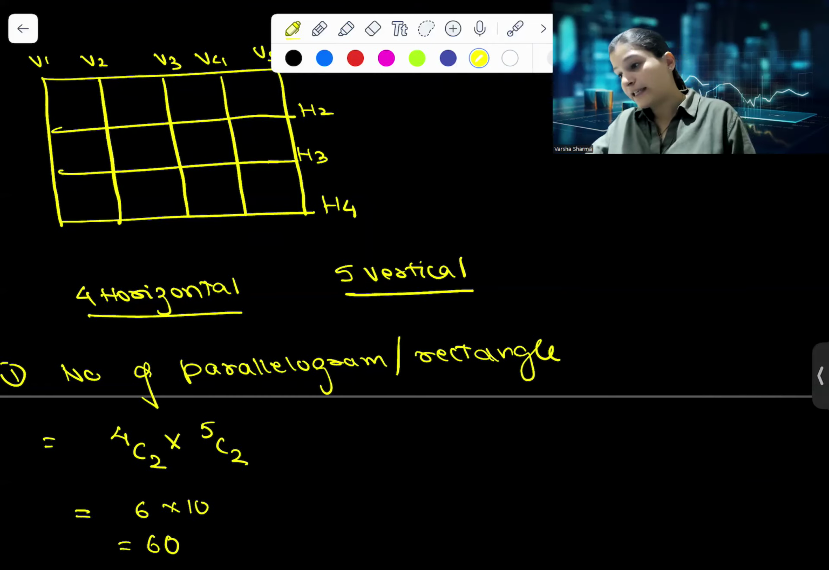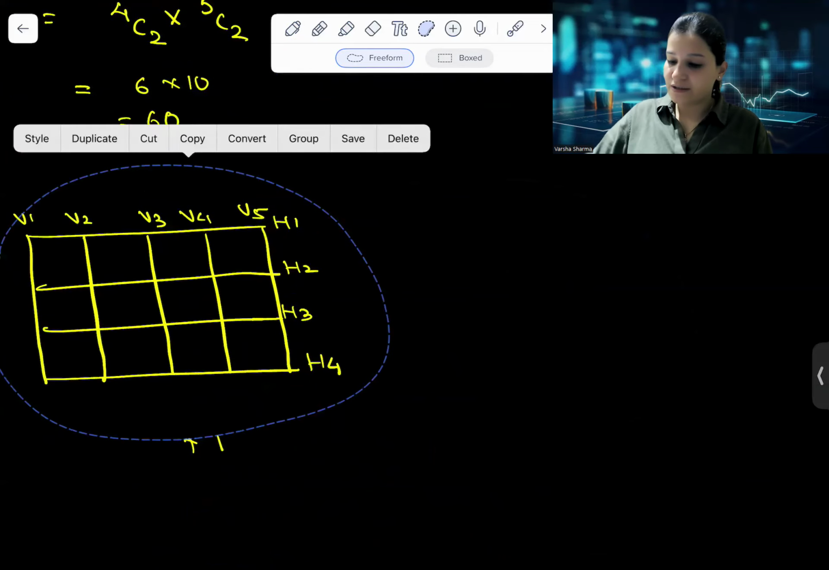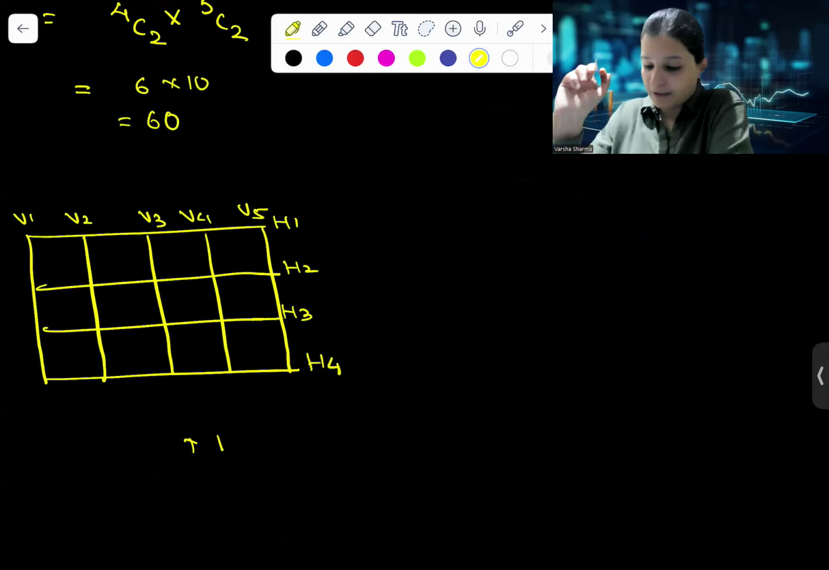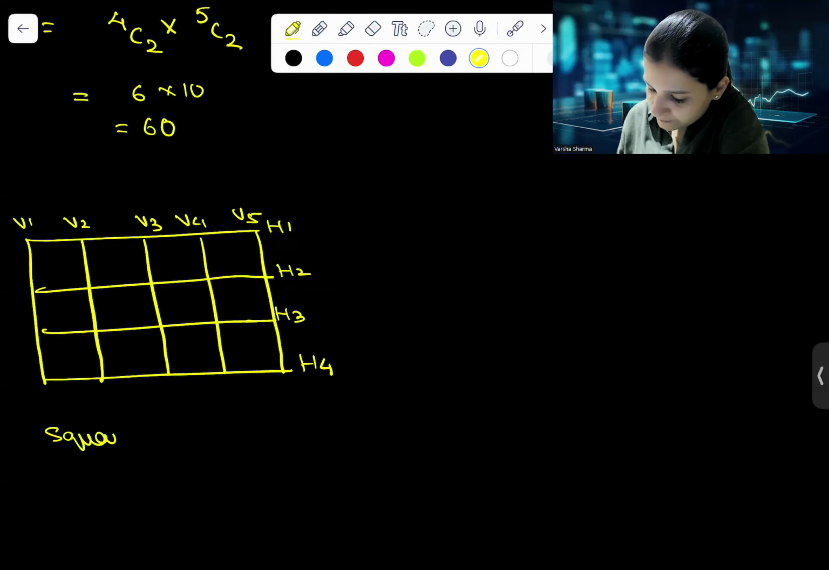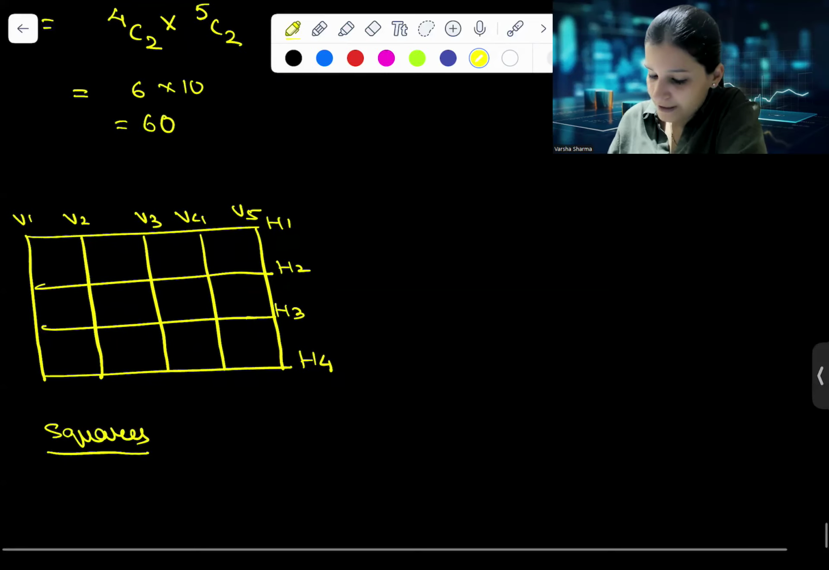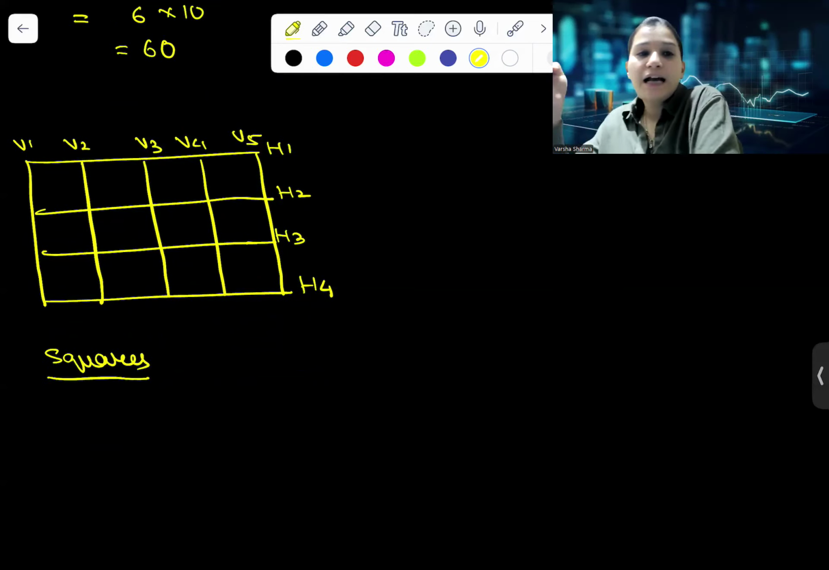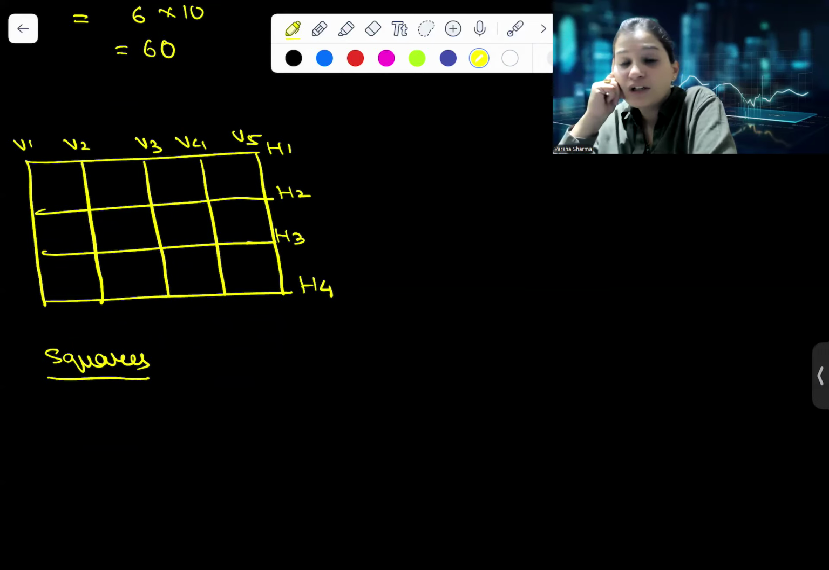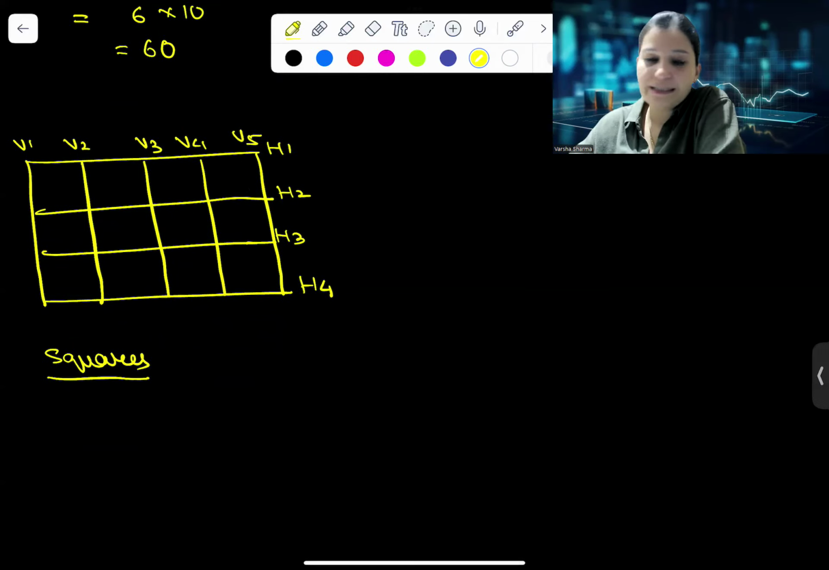Now, when it comes to squares, there is a trick. How to do that? Imagine that all the lines, the vertical as well as the horizontal, are 1 centimeter apart. So when I'm going to form squares, the longest square that I can form is of 4 centimeters. See, vertically I have 4 centimeters, but horizontally I don't. So that's wrong. See here, 1 centimeter, 1 centimeter, 1 centimeter. So horizontally I can only go till 3 centimeters. So the maximum square that can be formed here will be of 3 centimeters.